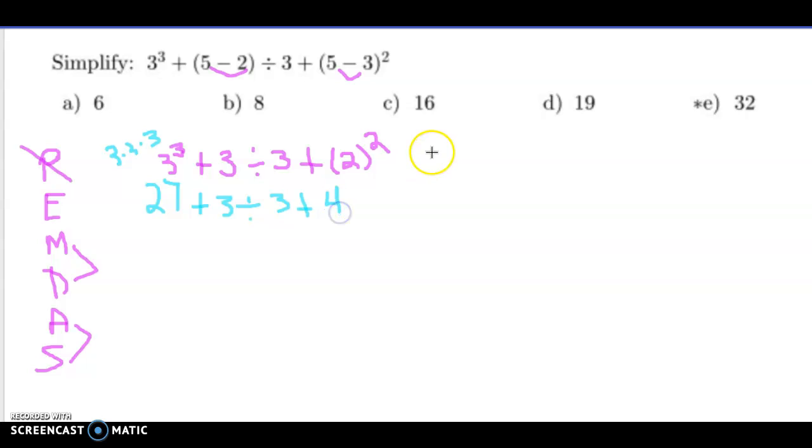4. Remember, it means 2 2's being multiplied. That's what that exponent means. The base is what's being multiplied. The exponent tells me how many times. I'm done with exponents. I am now going to look for multiplication and division working left to right.